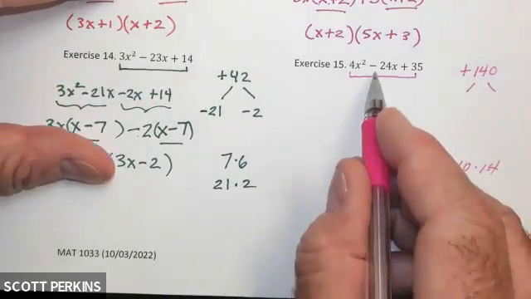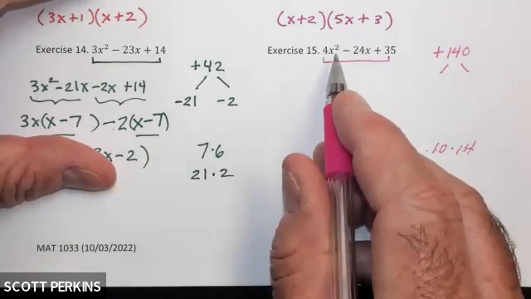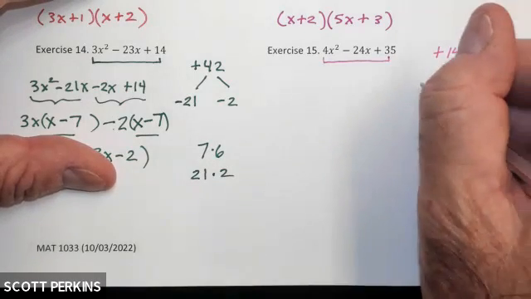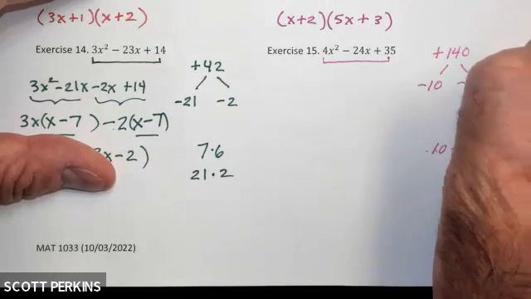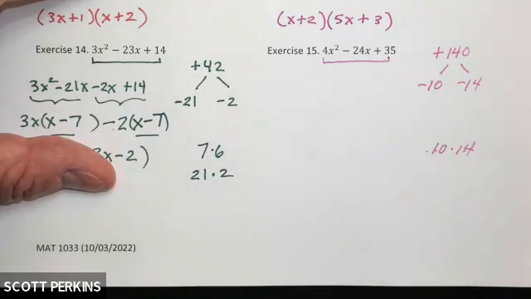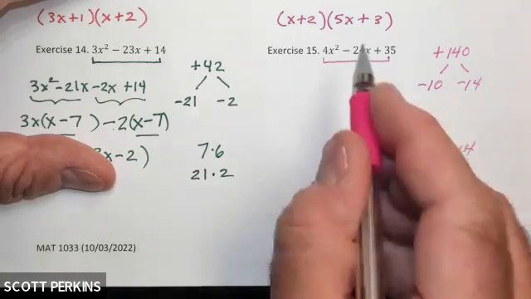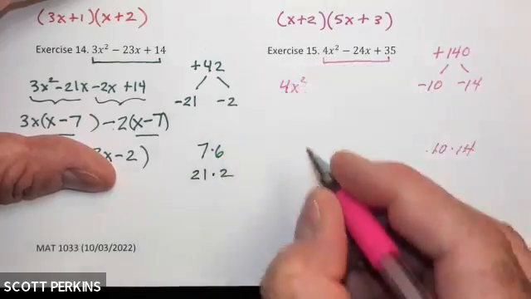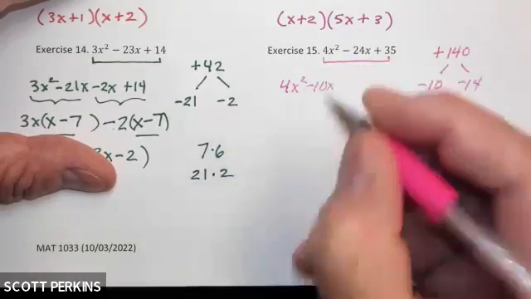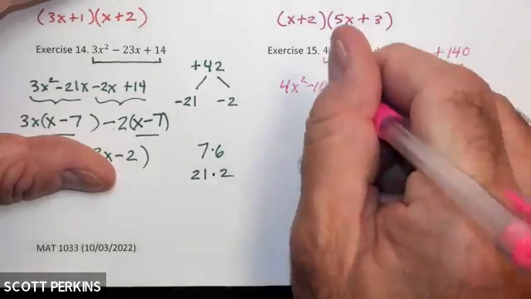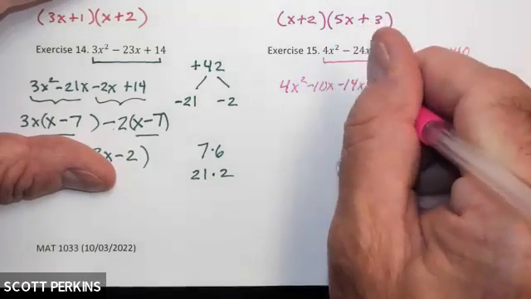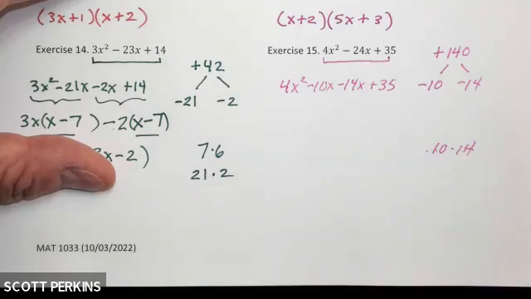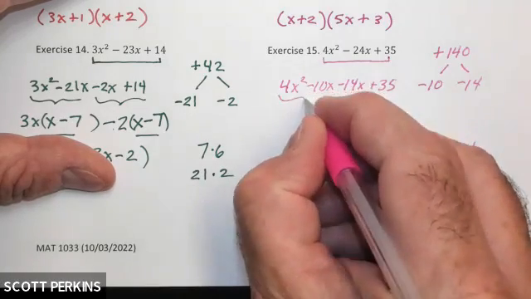Okay, so since this is a negative 24, what that means is my signs are going to be negative. So I'm going to have negative 10 and negative 14, or you can reverse that. Negative 14, negative 10 does not matter. I'm now going to use those 2 numbers to break up this middle term. So I've got 4x squared minus 10x minus 14x, and then plus 35. Factor by grouping.